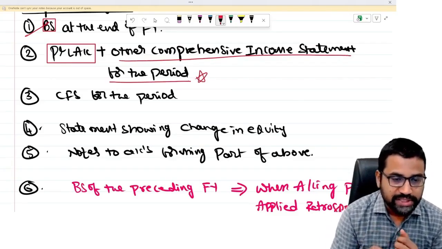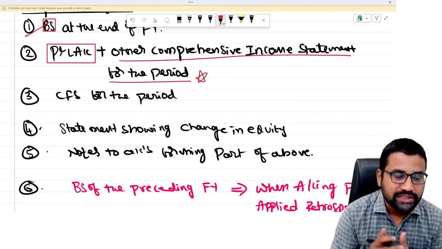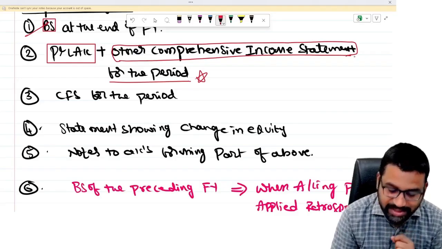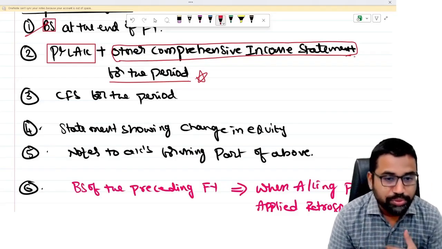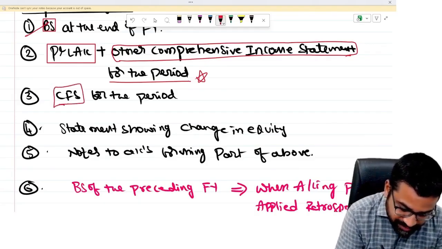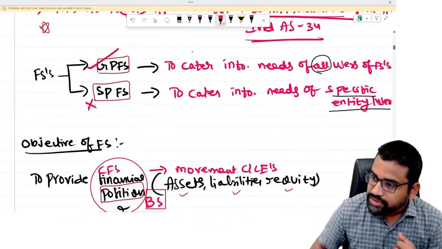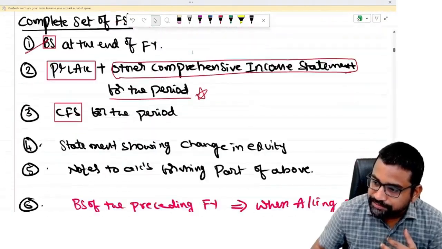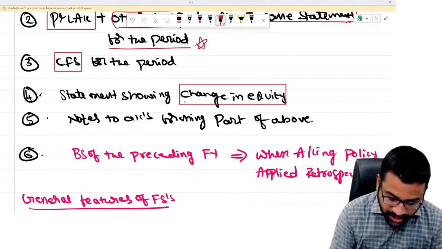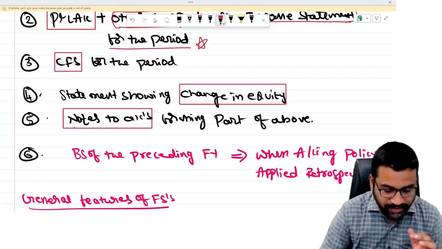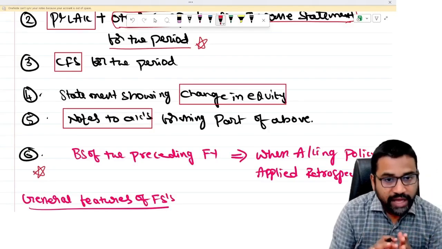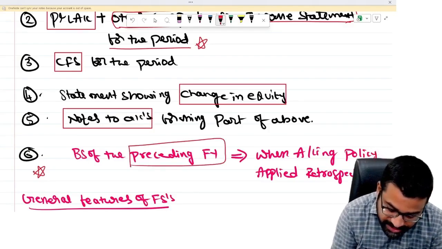Generally, if you read the Companies Act or normal accounting standards, financial statements include the balance sheet and P&L account. But here, the other comprehensive income statement, as per Ind AS 1, is included. So along with the P&L account, you have to prepare the other comprehensive income statement for the period. Remember, this is very important. Next, the cash flow statement for the period. Whenever you prepare a cash flow statement, this standard is applicable. And any statement showing changes in equity is also part of financial statements, and any notes to accounts forming part of the above. These five things we know. The only new thing is other comprehensive income.